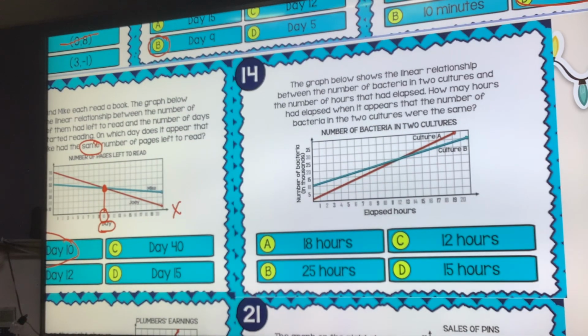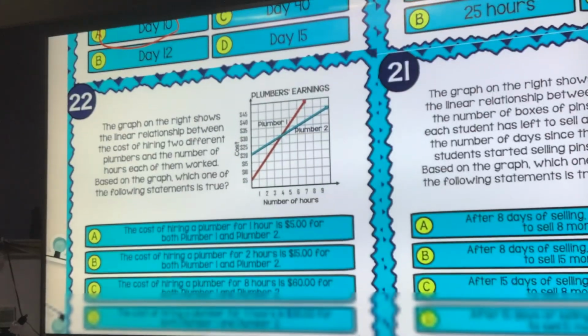Number 14. The graph below shows a linear relationship between the number of bacteria in two cultures and the number of hours that has elapsed. How many hours had elapsed when it appears the number of bacteria in the two cultures were the same? So it says how many hours. So I'll go down here, I'll circle, and I see it is 12. Now you're going to see we're going to have to look at the x and y axis on the next one to compare where they are intersecting.